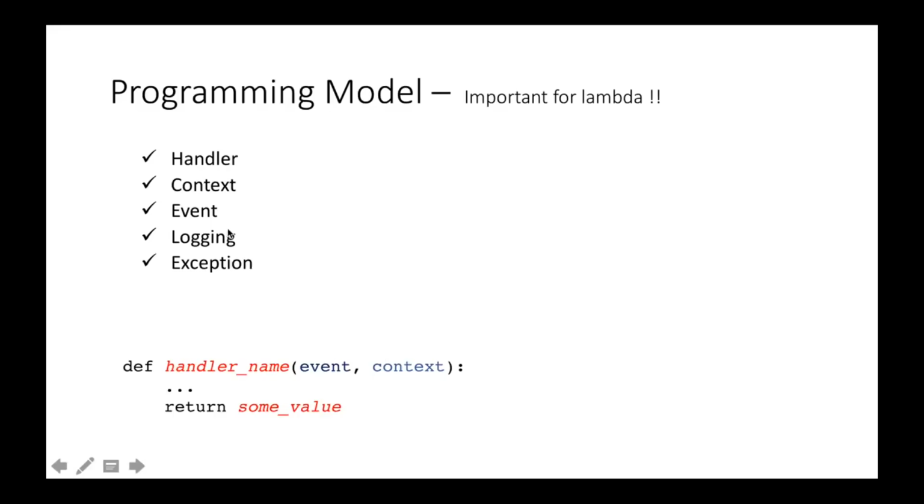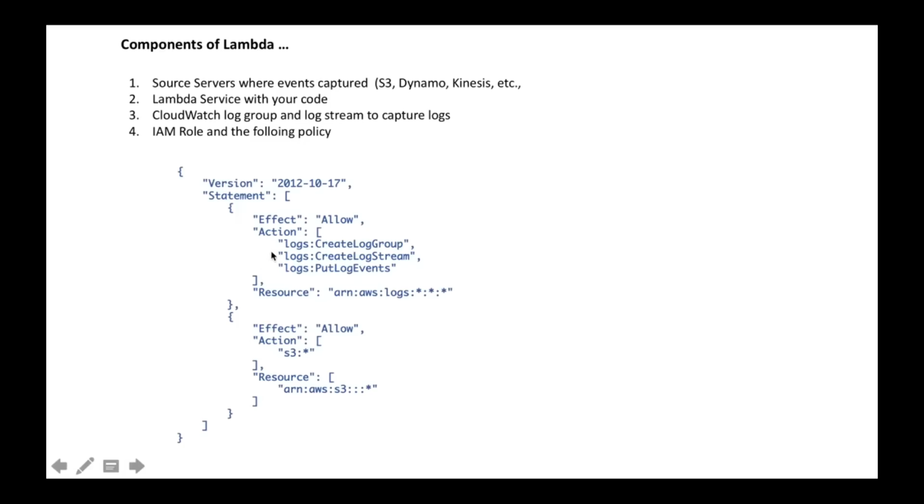So here are the important components: handler, context, event, logging, and exception. This is how your Python function will exist. You will always create your function with the function name. Basically, that's the handler, I'll call it the function name, and this handler is going to carry two parameters. One is event, another one is context, and the rest of some of the values we are going to feed. Also, there are some important components we are going to cover.